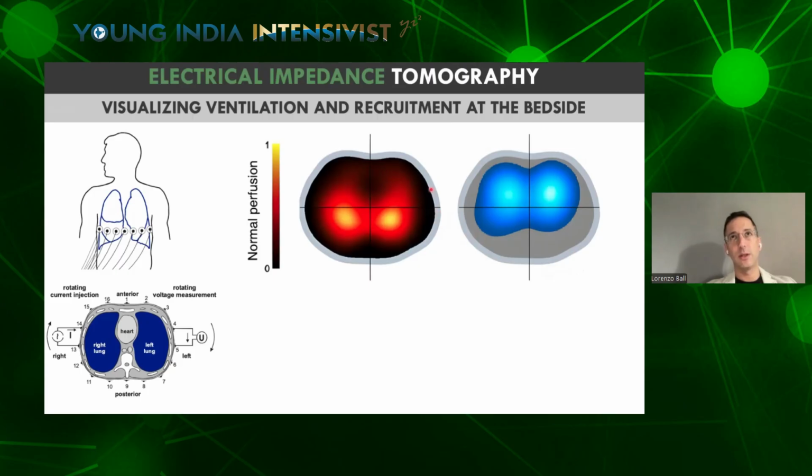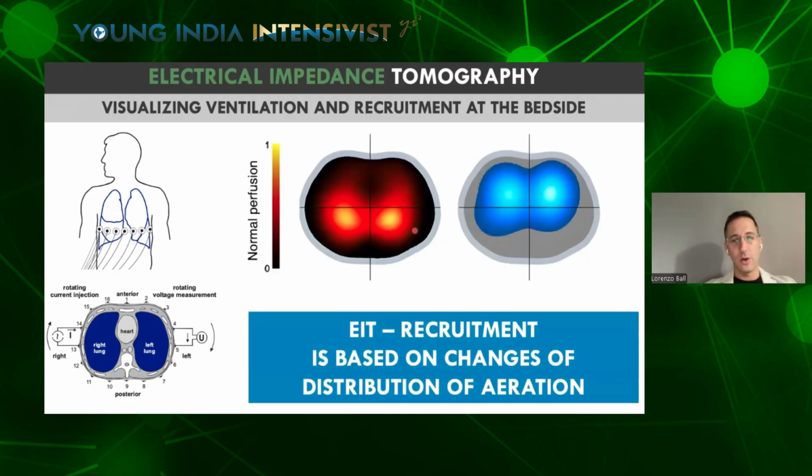In most recent machines, we can also have an idea of lung perfusion, either based on the analysis of the electrical pulse related to the heart rate frequency, or in some cases by injecting a saline bolus, which is used as a kind of contrast medium to study perfusion. So EIT recruitment is based on what I see in terms of changes of the distribution of aeration.